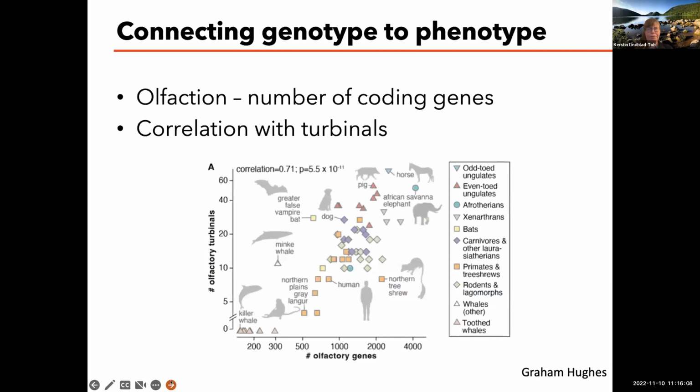We next wanted to try to connect genotype to phenotype, and you can do that in different ways. The olfactory receptors are known to have large numbers of duplicated genes. And if you look at what species has how many genes, you see that the elephant has more than 4,000 olfactory receptor genes, while killer whales, for example, have very low numbers. We also noted that there was a correlation with turbinates, and turbinates are features in our nose that allow us to smell. So it makes a lot of sense.